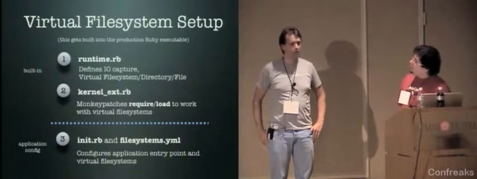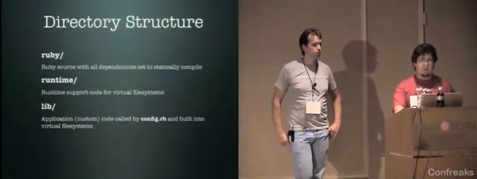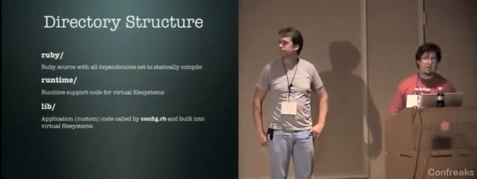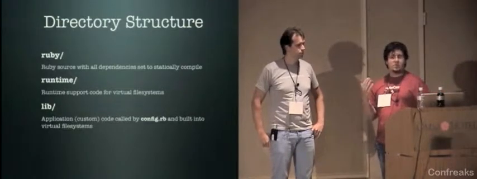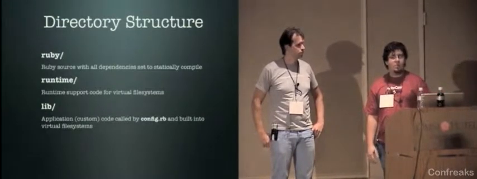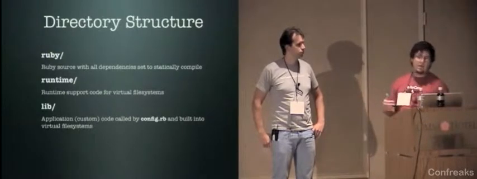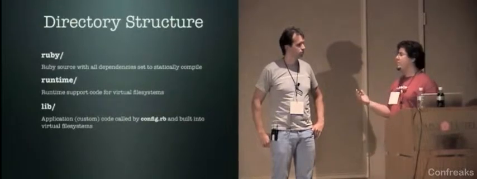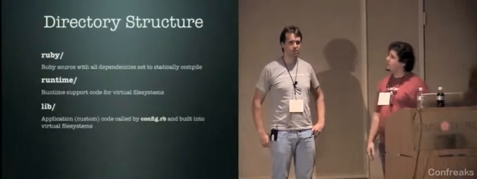Okay, so let's talk about the basic structure that we have set up right now, at least. These are the main directories that are inside one of these projects. One of which is Ruby, which is just your Ruby source, and if you have any additional native extensions that you want to statically compile in, that's where you would put them. We're working on an automated build process. That's the thing that's holding up us releasing this right now.